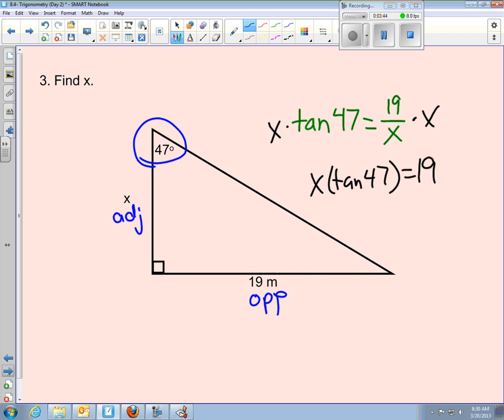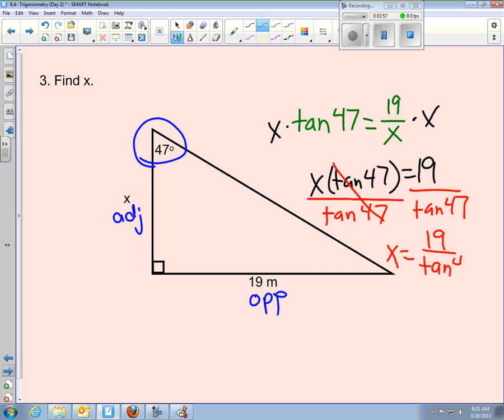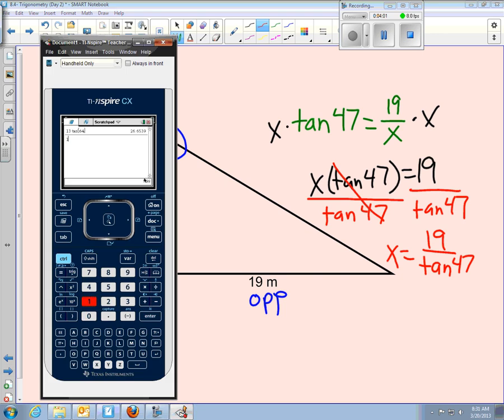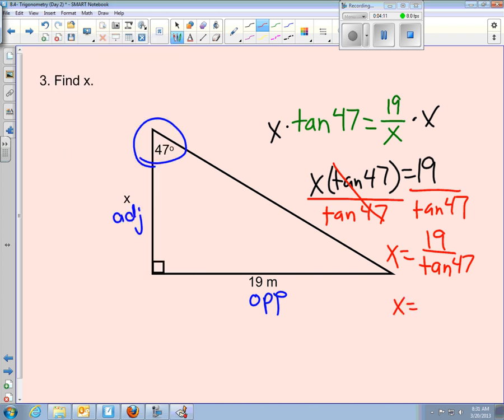We still don't have x quite by itself. So if we divide both sides by the tangent of 47, that's going to cancel, and we have x equals 19 divided by the tangent of 47. Go ahead and pull your calculator up for that. 19 divided by the tangent of 47. And we end up with x equaling 17.7, and here we also have a label of meters.